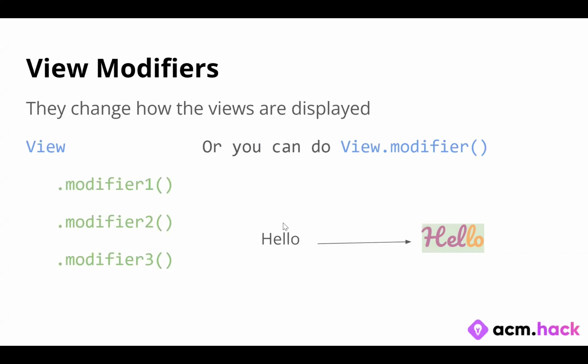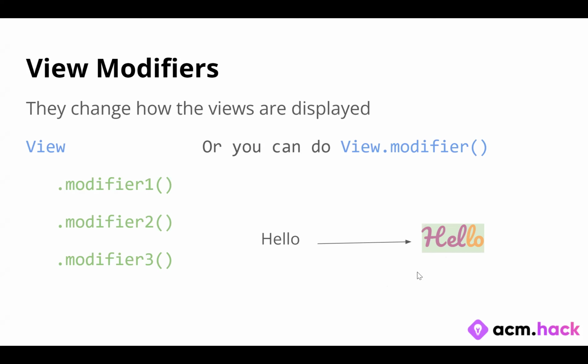So how do you make these views look nice? You make them look nice using a view modifier. Basically, under the view, you would have changes to these views using modifiers. We have modifier 1, modifier 2, modifier 3. Let's say we have a boring old hello. We can change it using a view modifier to make it look nice.